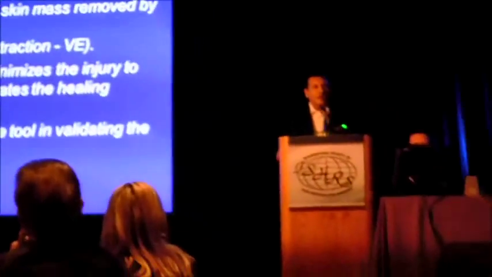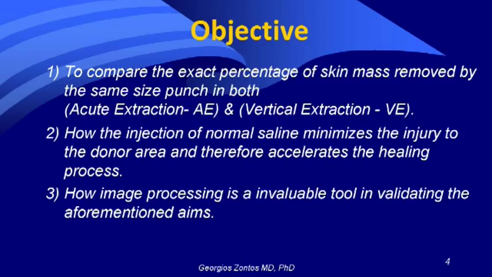So, the objectives of this study are, firstly, to compare the exact percentage of skin mass removed in both acute and vertical extraction. Second, to provide persuasive evidence why the injection of normal saline before harvesting results in minimizing the skin injury to the donor area. And thirdly, to emphasize the importance of image processing in calculating the results.